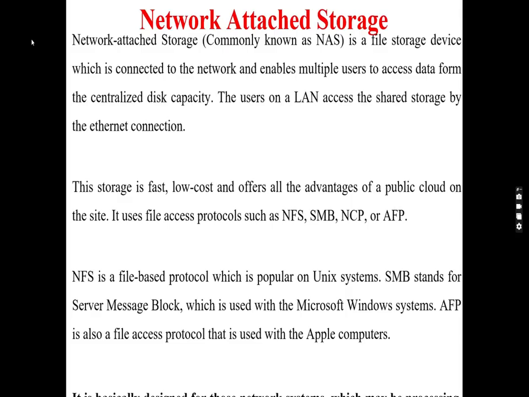Good morning all. Today we will discuss network attached storage, that is a NAS.